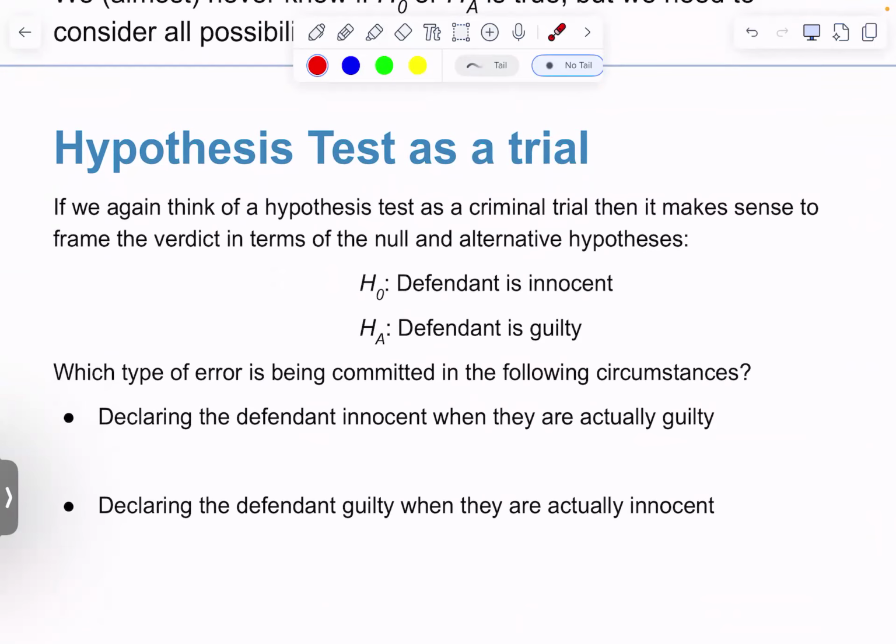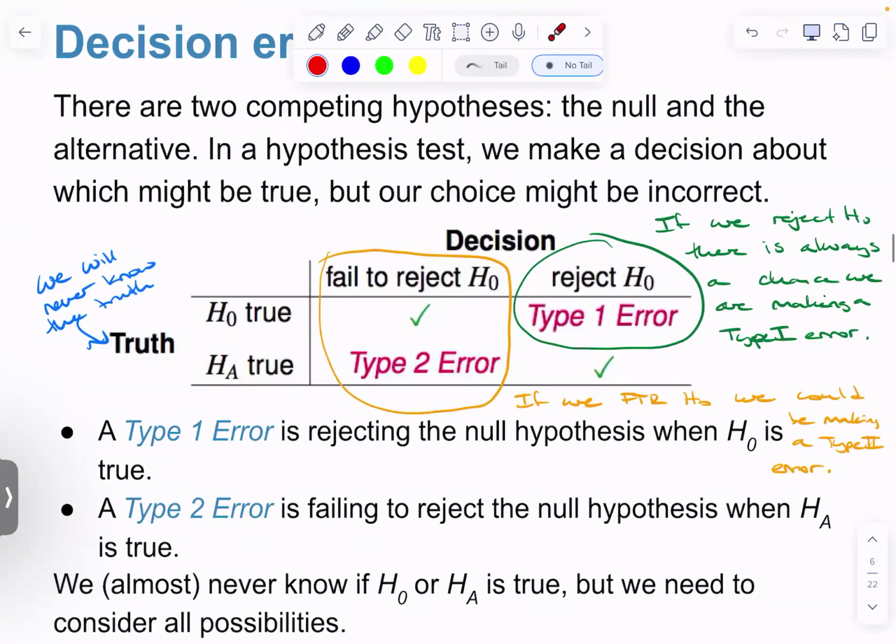So if we think about a hypothesis test as a trial, now I'll admit when I was learning this stuff, I didn't find that this was very helpful. So I'll introduce it in case it's helpful for you, but if not, then just focus on what the errors are, and recognizing that there's always some probability of making a mistake.